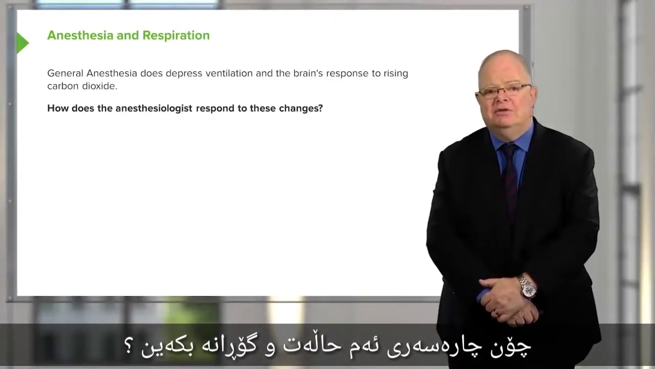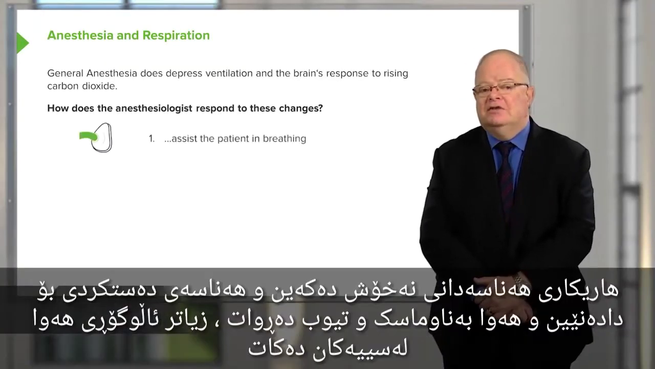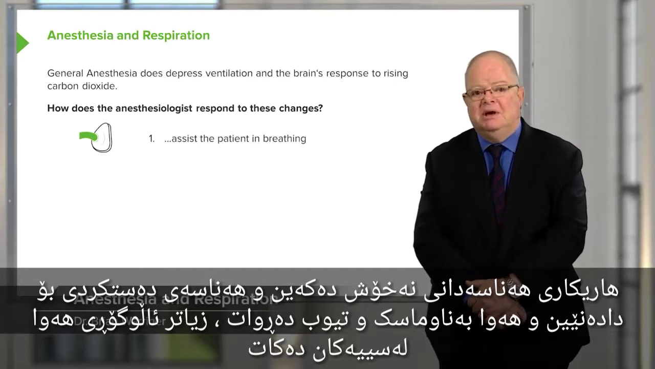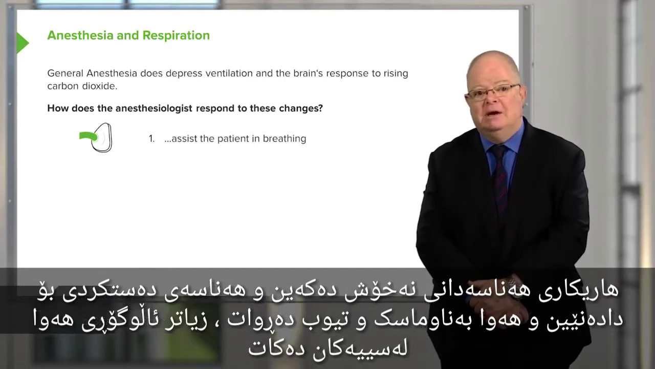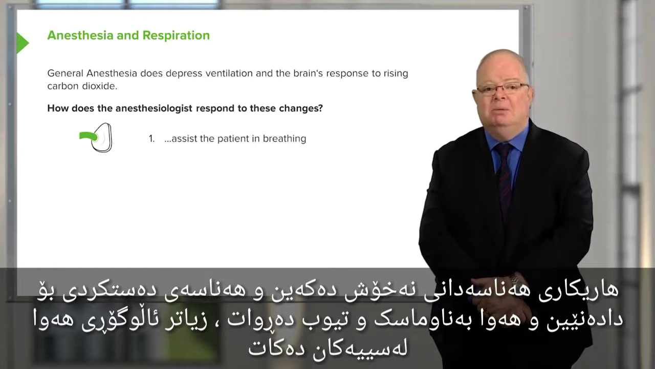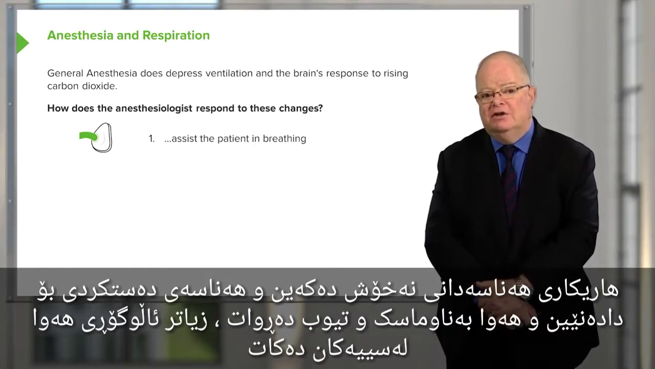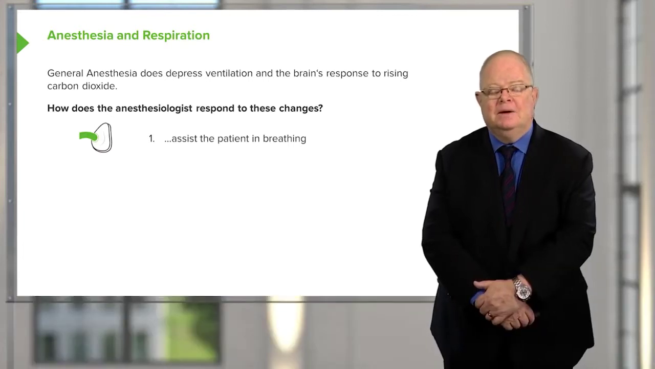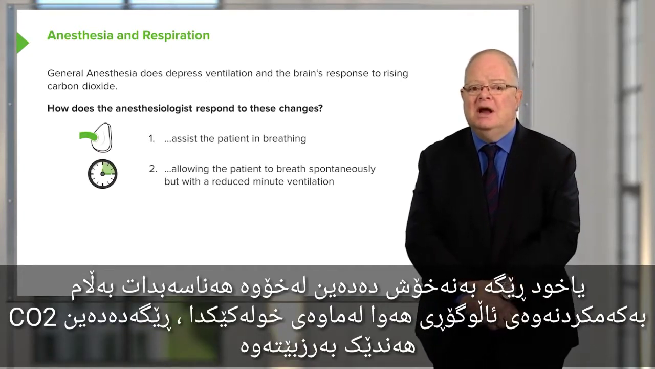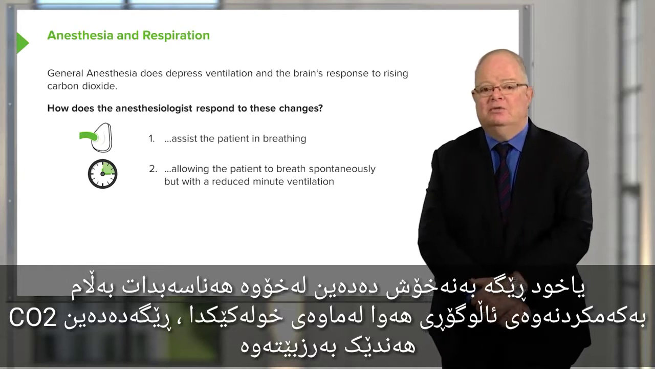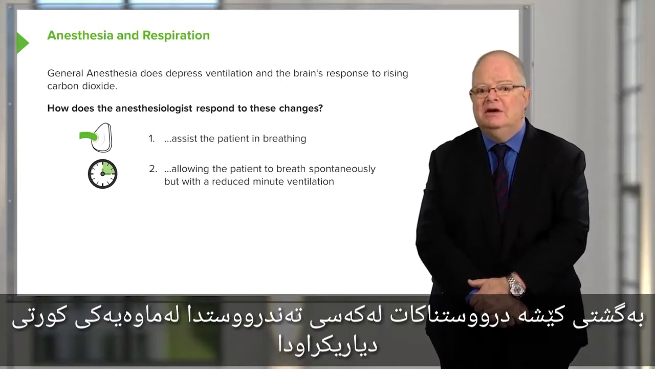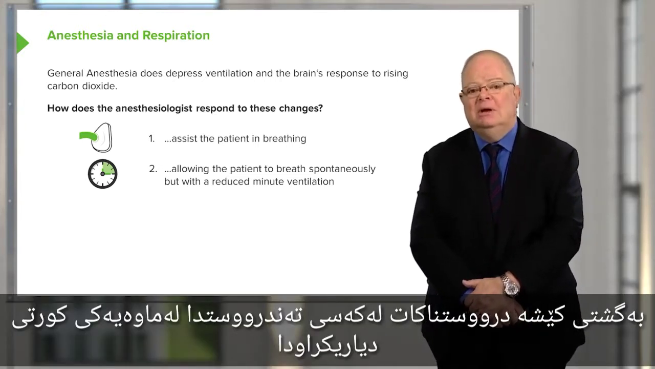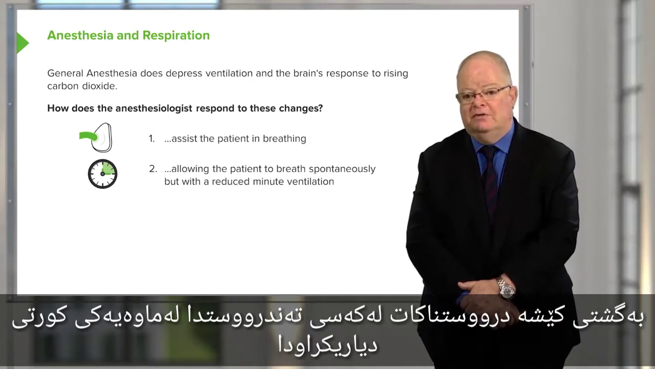So how do we take care of these changes? We can assist the patient's breathing by simply applying more ventilation through a bag and mask or through intubating the patient and using a ventilator. And we can increase the minute ventilation very easily through that process. We can allow the patient to breathe spontaneously with a reduced minute ventilation and allow the CO2 to rise somewhat. This is generally not a problem, at least in relatively healthy people and for relatively short periods of time.